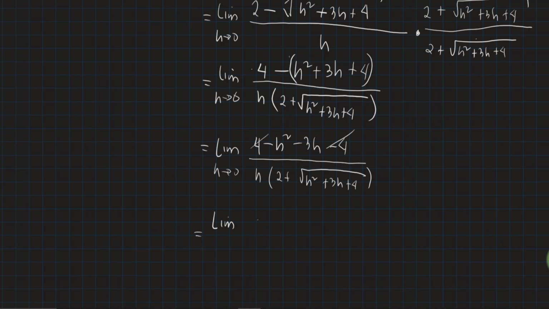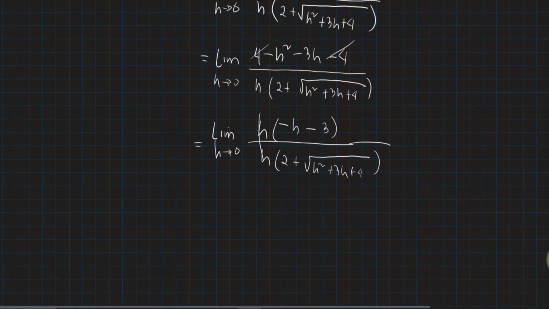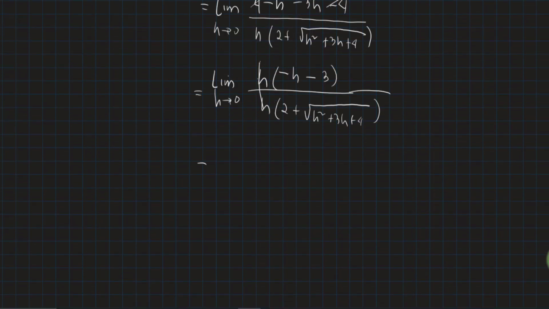I-factor na natin to. Common naman ang middle factor. So, magiging h times negative h minus 3, all over h times 2 plus square root of h squared plus 3h plus 4. Cancel na yun. As h approaches 0. Cancel na yun. So, this will become the limit of negative h minus 3 all over 2 plus square root of h squared plus 3h plus 4.